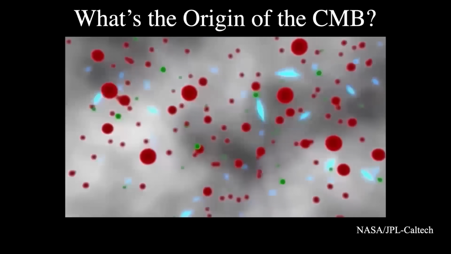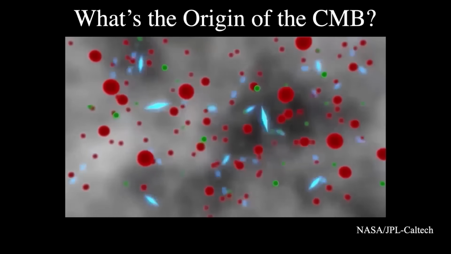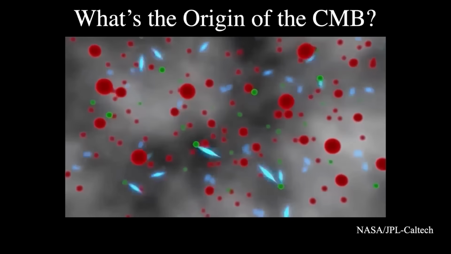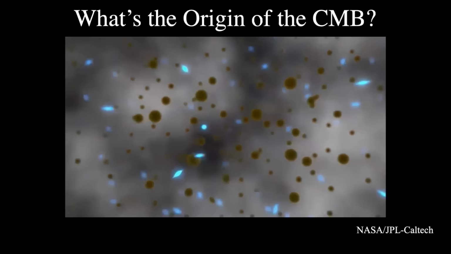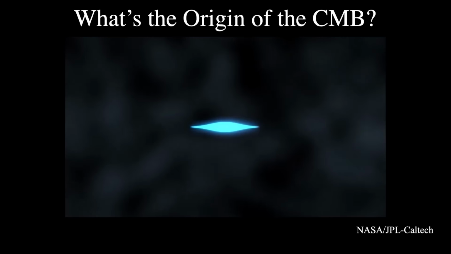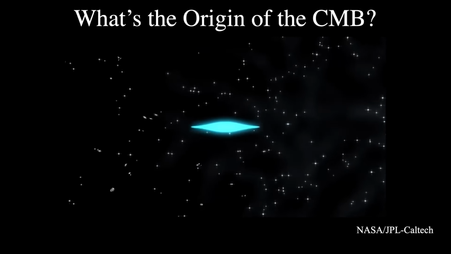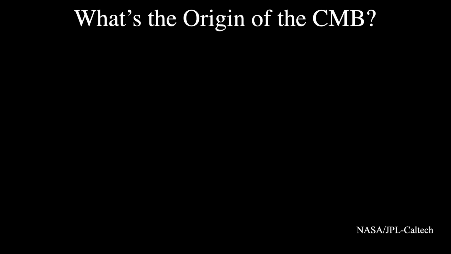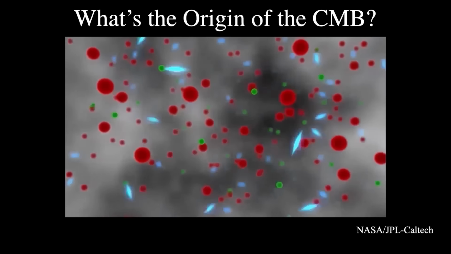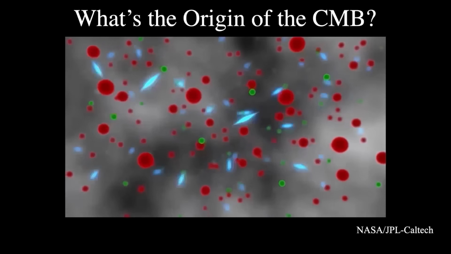Once recombination started, the free electron number density dropped fast. At some point, the photon's mean free path equaled the Hubble length. Once that happened, the photons were now on their merry way across the universe in every direction, from every place. There is no single source for the cosmic microwave background.